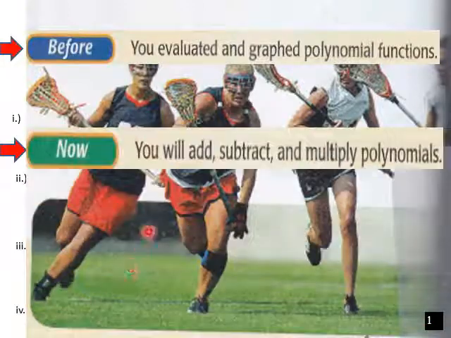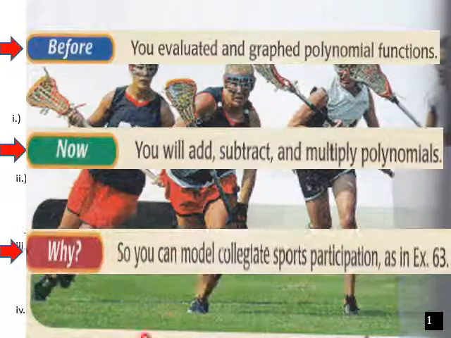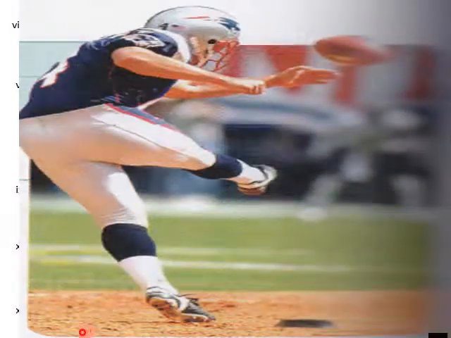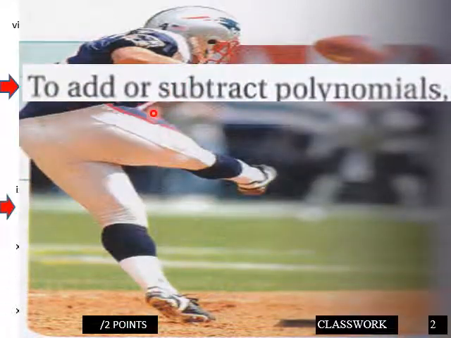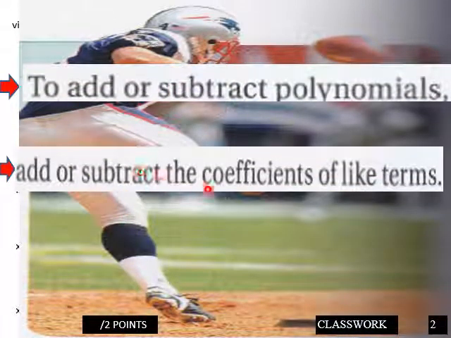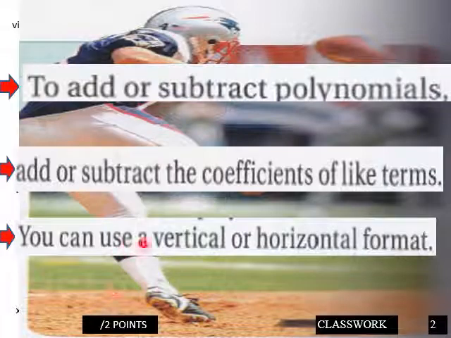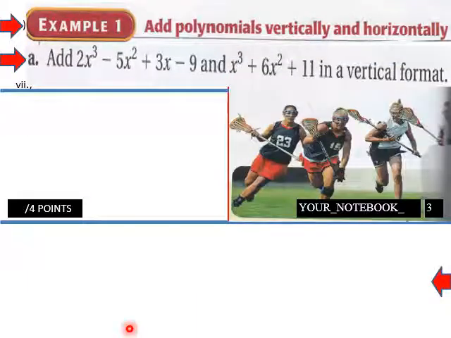Okay, so you evaluate and graph polynomial functions. You will add and subtract polynomial functions. To add or subtract polynomials, add or subtract coefficients of like terms. You can use a horizontal format. So here's an example here.